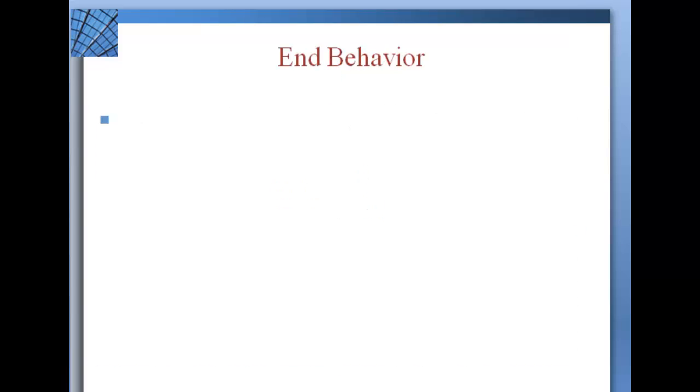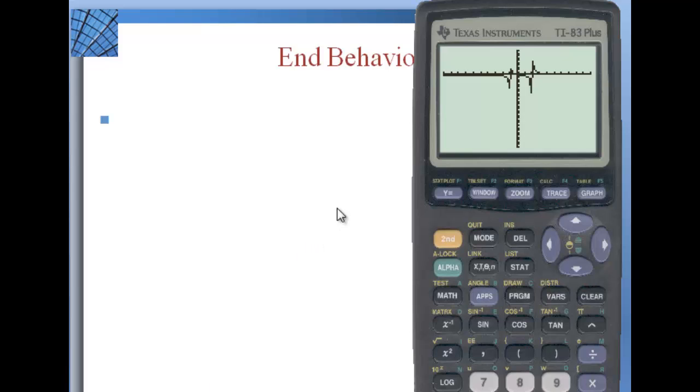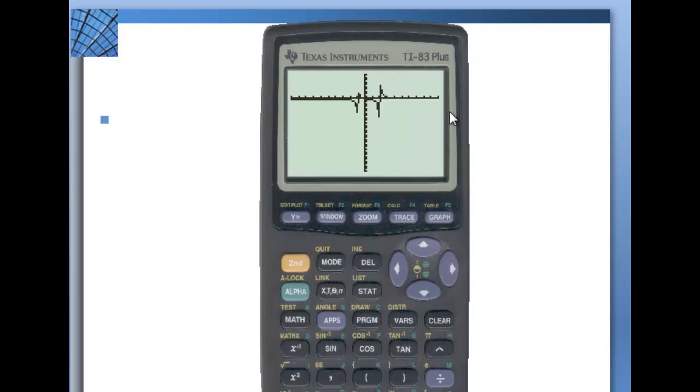The last topic we want to look at is end behavior. And we'll bring the calculator back up to look at that. On this last function we did, at the ends the graph is going to get closer and closer to 0. As x goes to positive infinity, it gets closer to 0. As x goes to negative infinity, it goes to 0.